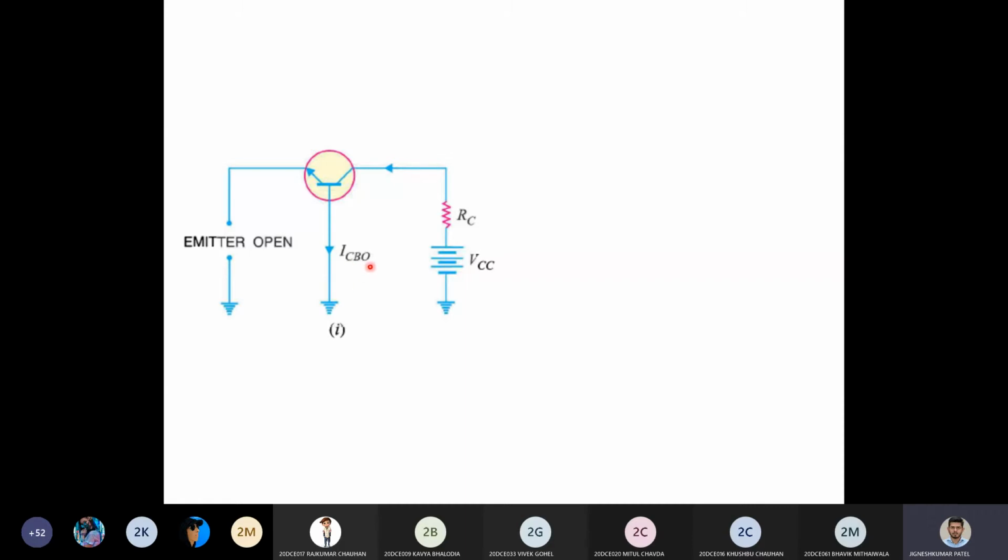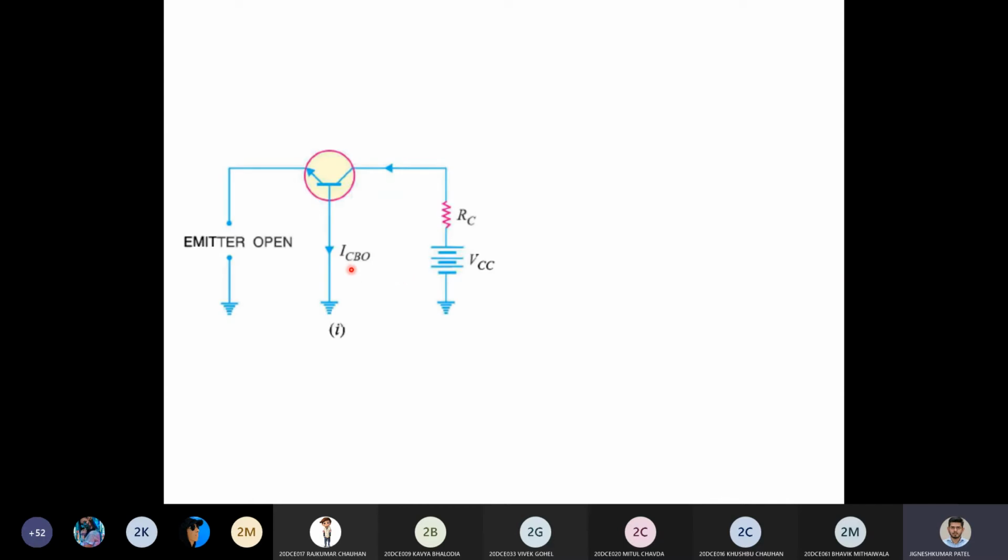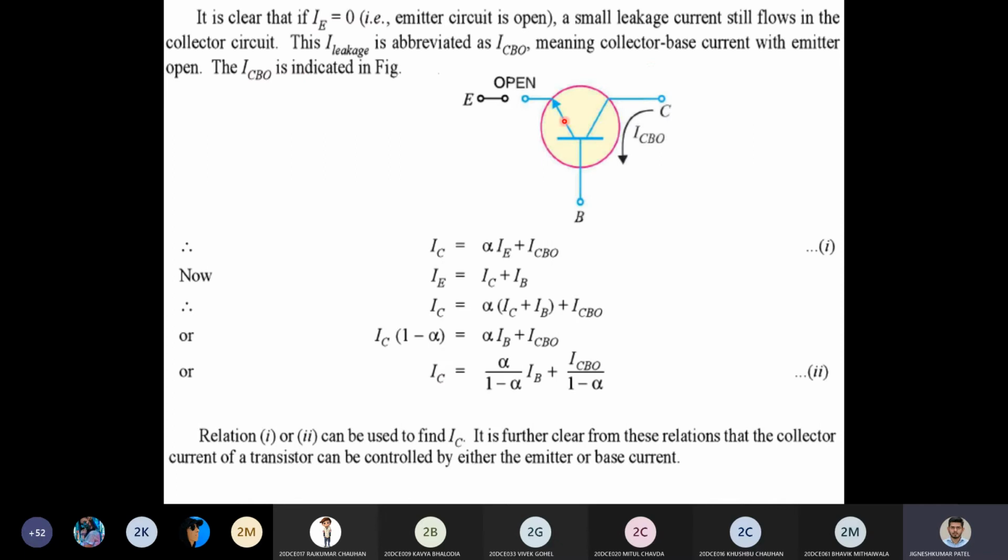That's the term I am going to use, ICBO. What is ICBO? It is collector base current with emitter open. Sorry, collector base with emitter open. That's ICBO. So now I can rewrite the equation: IC is equal to alpha IE plus ICBO. This is the leakage current actually. Now I know IE is equal to IC plus IB.